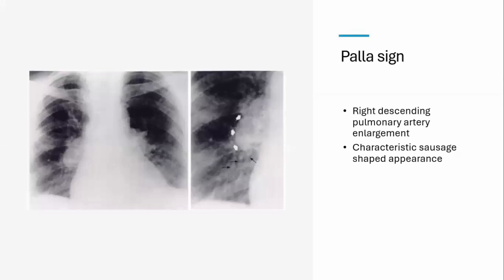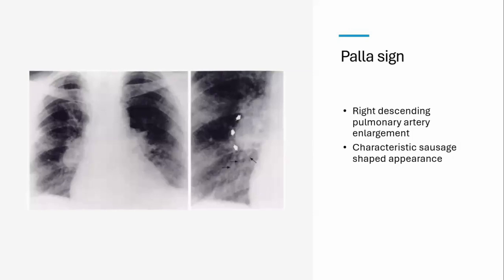Then lastly, the Palla sign, it's described in the setting of the right descending pulmonary artery enlargement, and it has this characteristic sausage shape appearance. You can see there, they've marked it out with markers. Okay, cool. That's the x-rays. Have a look. If you see it, nice.